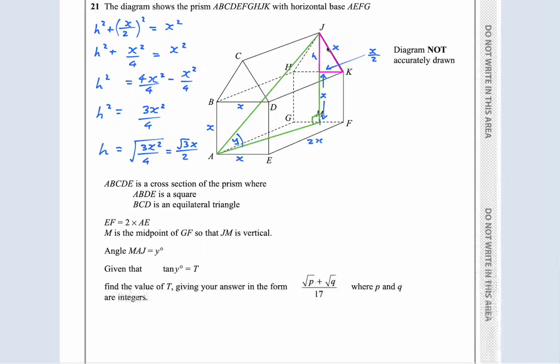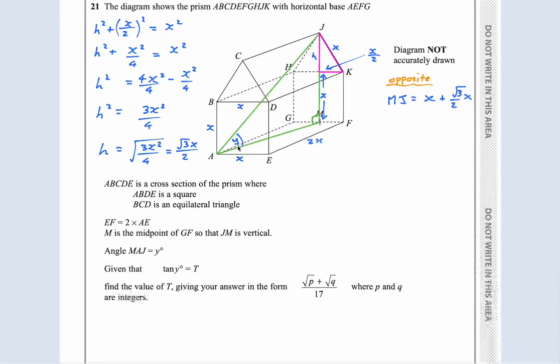Now I have this big, what are we going to call this? MJ. So MJ, that full distance here, from here to here, is equal to x plus this. So it's x plus root 3 over 2 x. That is MJ, and that's my opposite, if you like. It's the opposite of y. The tan, guys, we know is the opposite over the adjacent.